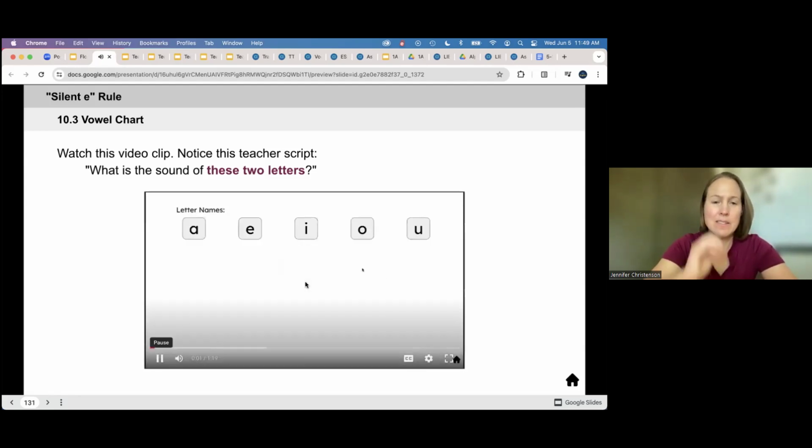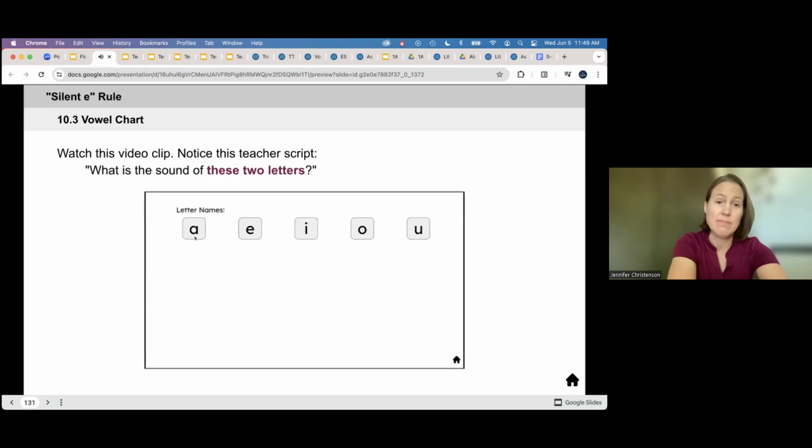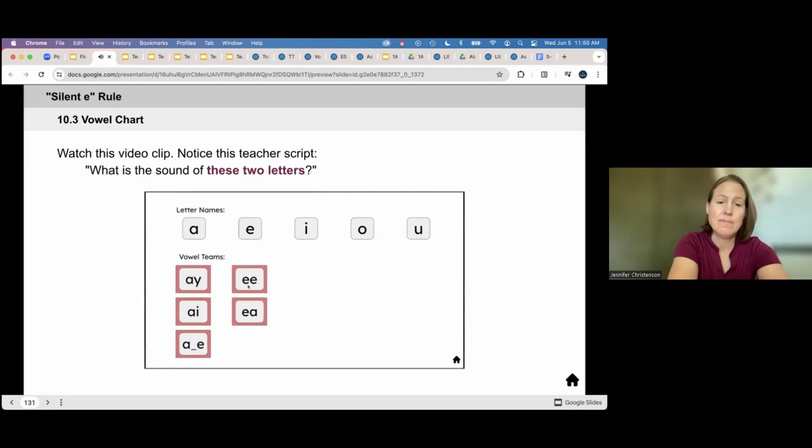Now tell me the letter names. What is the name of this letter? A, E, I, O, U. Excellent. Okay. And can you tell me what is the sound when you see these two letters together? A. Mm-hmm. What about these two letters? A. That's correct. What about these two letters? A. Good. Those all have the same sound. A, A, A. Okay. When you see these two letters, what's the sound? E. Mm-hmm. E. That's correct.